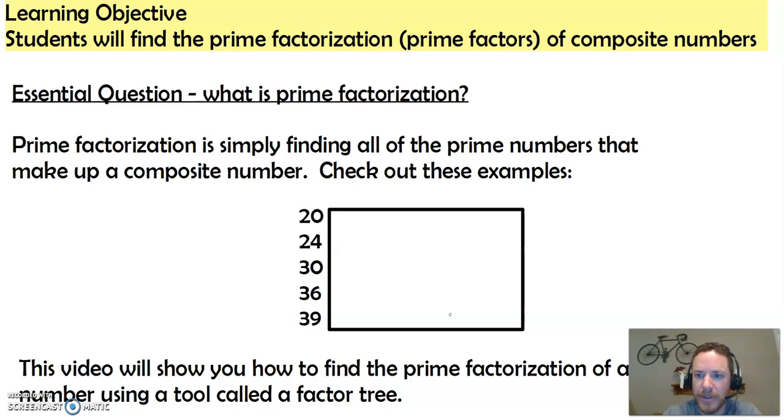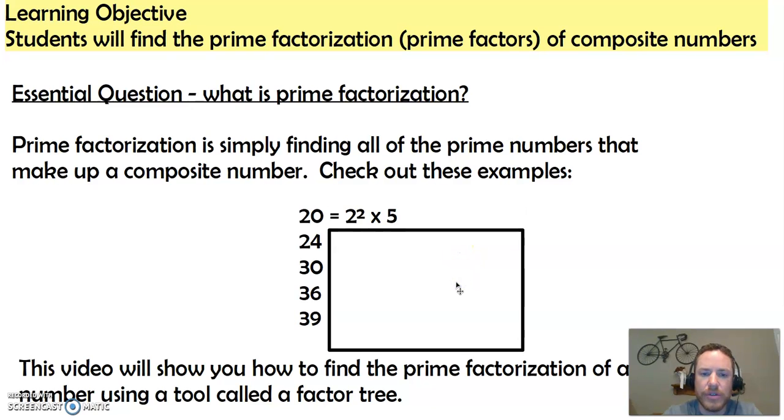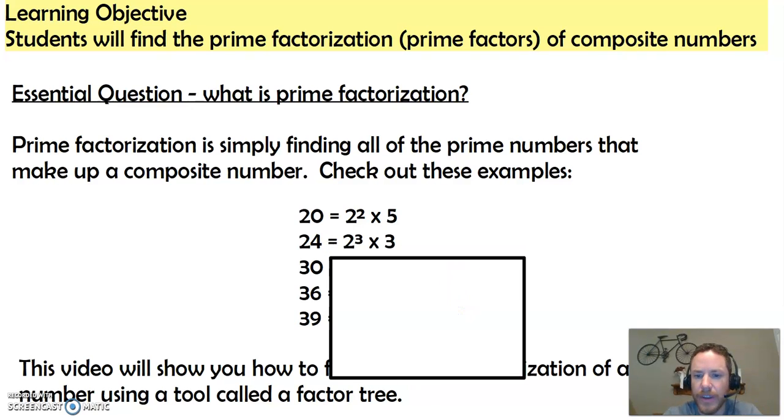Check out these examples. So 20 is equal to 2 squared times 5. 2 squared means 2 times itself, or 2 times 2, and that's 4, and 4 times 5 is 20. And 24: 2 to the third power times 3. 2 to the third power does not mean 2 times 3. It means 2 times itself 3 times. 2 times 2 is 4, times 2 again is 8. 8 times 3 is 24.